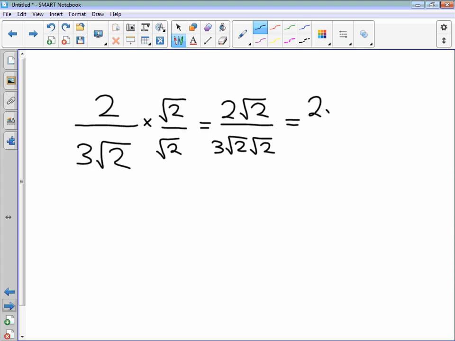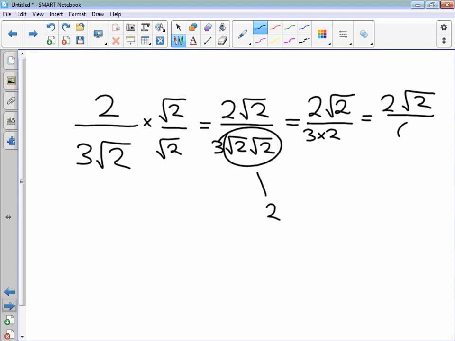We can't simplify the numerator anymore, so that becomes 2 root 2. But we can make this root 2 times root 2, which we know equals 2, so that's 3 times 2. So we end up with 2 root 2 over 6, which we can simplify as the 2 and 6 have 2 as a common factor, as root 2 over 3.